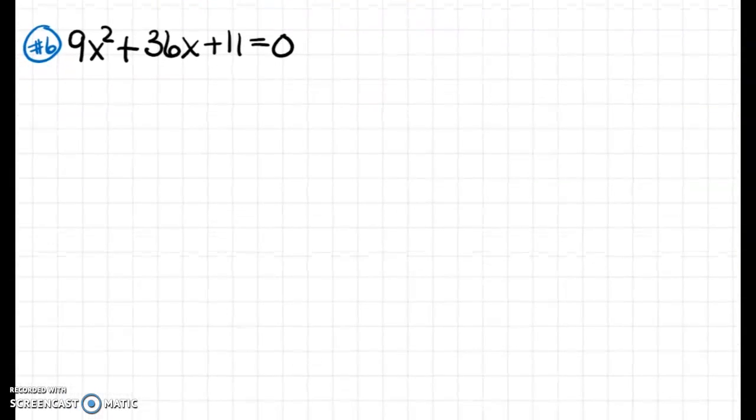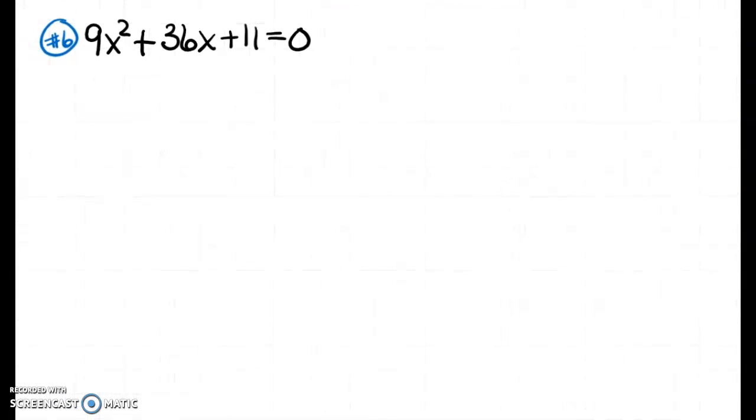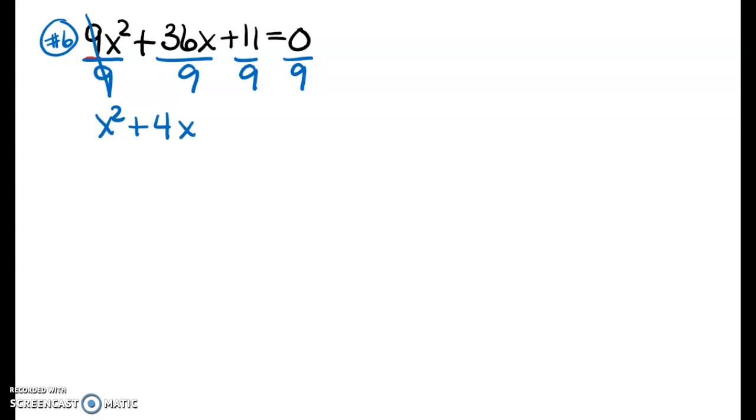All right. So this next one is a lot like number 6. So again, my a value is not 1, so I need to get rid of it. So I'm going to use my division property of equality and divide all terms by 9. So my 9 reduces out. 9 goes into 36 4 times. And I'm left with this 11/9, which doesn't reduce.